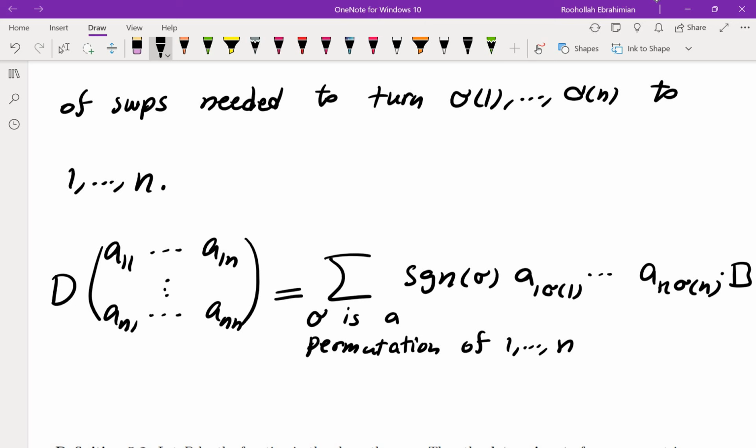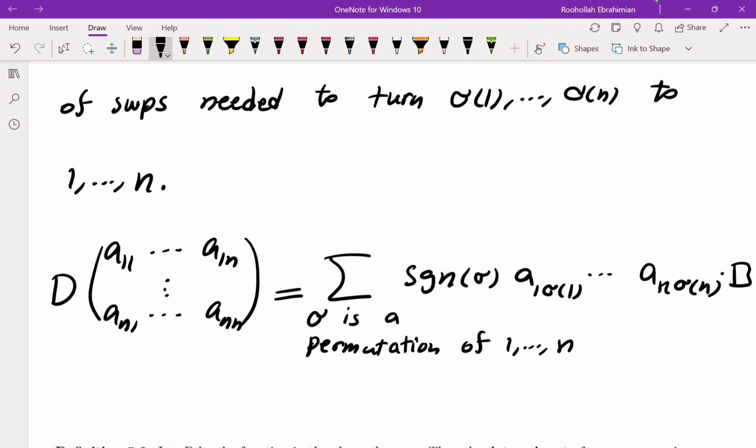Now it will have to be shown that it is in fact multilinear, it is alternating, and if you plug in the identity you get 1. Those parts are not particularly difficult but quite time consuming. It's like a lot of write up. I will tell you why it is multilinear.